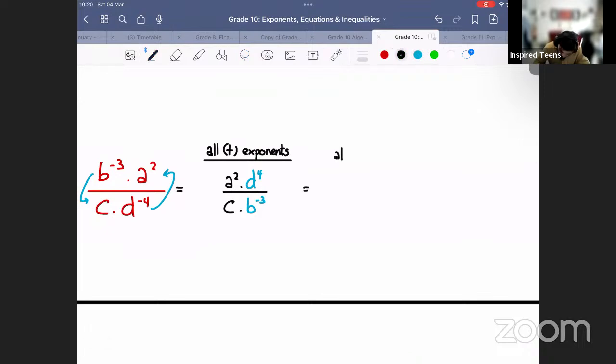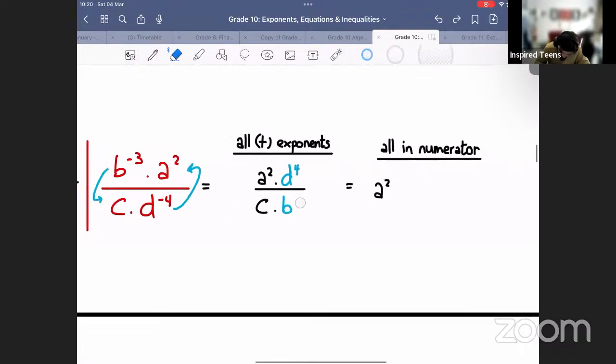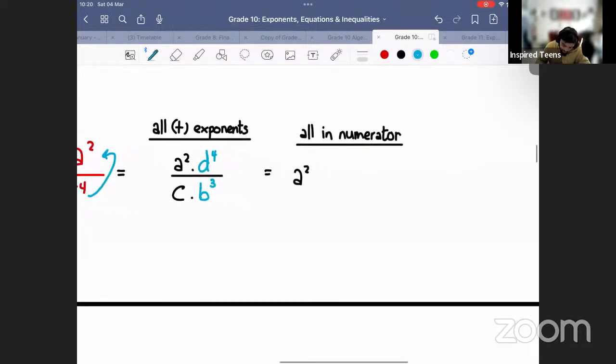Alternatively, if I wanted everything in the numerator, if I didn't want a fraction, I can simply take everything to the numerator. So I'm going to have a squared. Let's write it in alphabetical order. So a squared, now b to the negative 3. Sorry, this is supposed to be b to the positive 3 in the denominator. If I want to take them all to the numerator, I'll have a squared times d to the 4, which are already on the top. Now I want to take c to the top.